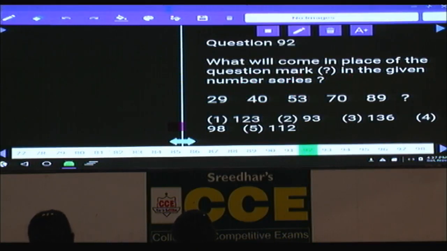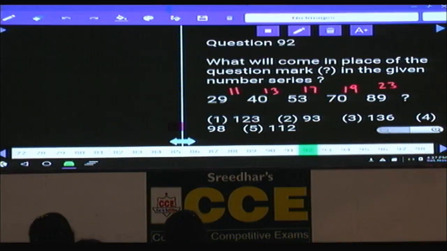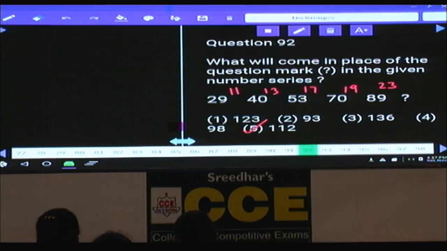Now 29, 40. Now the numbers are increasing at a smaller rate. Now this is 11 and next one is 13 and here 17, 11, 13, 17, 19, next one is 23. Now 89 plus 23 is so much. 89 plus 23, the last digit must be 2. Among the given choices, only choice 5 is having the last digit as 2, choice 5.